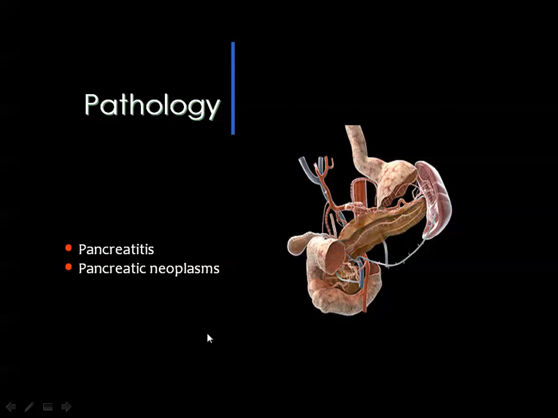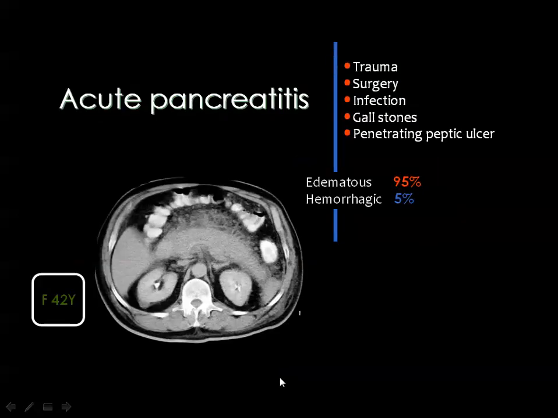Then you know that the pancreatic pathology is extremely limited, and we have only two main pancreatic lesions we can face in clinical practice, and these are pancreatitis and pancreatic neoplasms. Then starting with pancreatitis, we have two types, the acute pancreatitis and the chronic one. And in the acute sector, we have two types. One, which is very common, is the edematous type, and the second is rare or relatively uncommon, which is the hemorrhagic type. The causes of pancreatitis include trauma, surgery, infection, gallstones, and penetrating peptic ulceration.